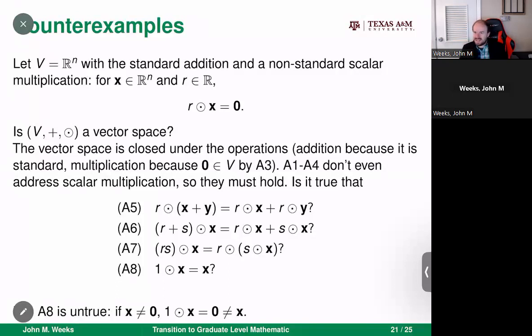You may have thought 1 times x equals x. That's clear, right? In this definition of scalar multiplication, it is not. And remember, for our abstract definitions, those things can be non-standard. So that's one counterexample. Working with Rn, but with a non-standard scalar multiplication.